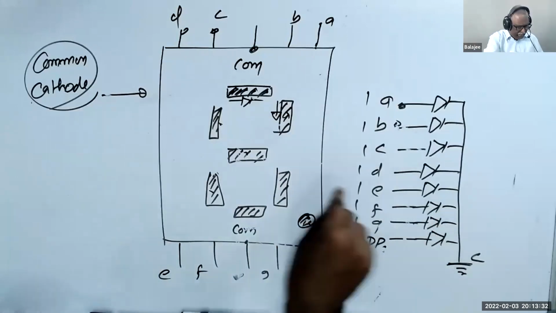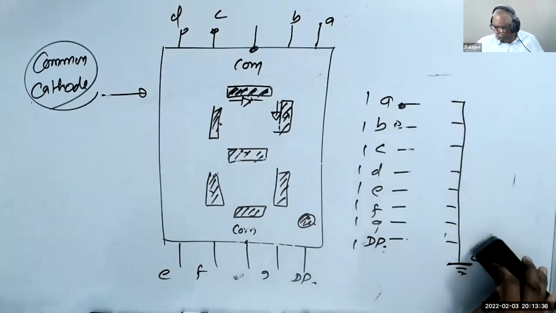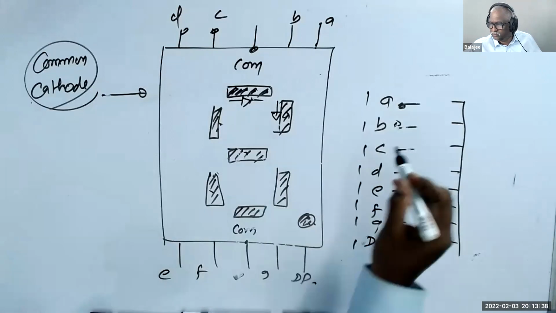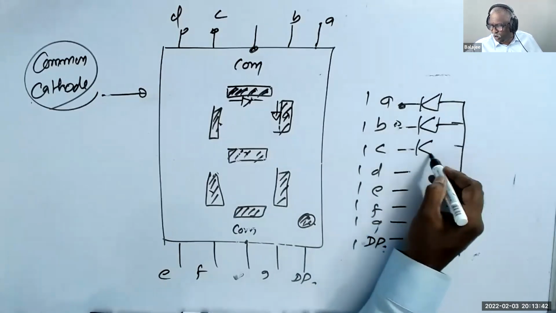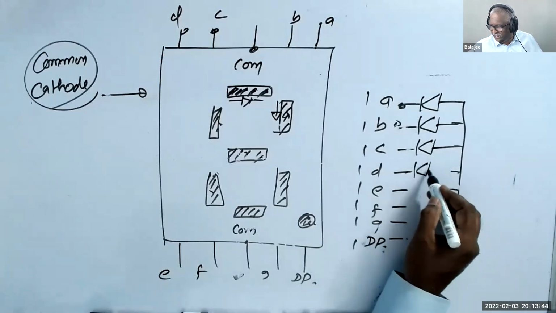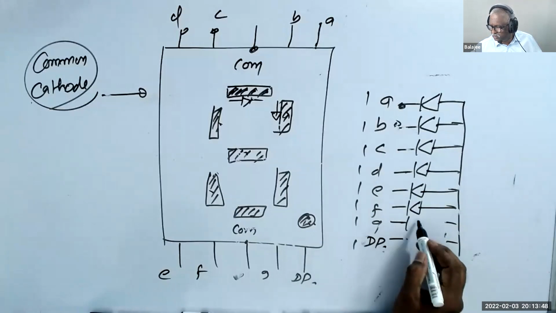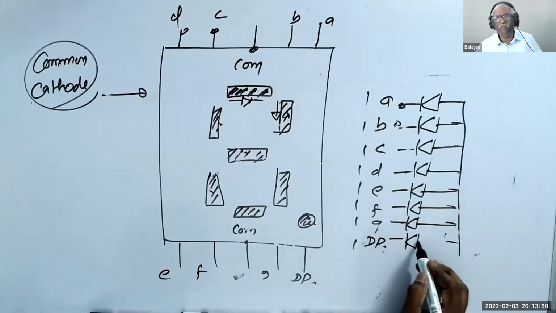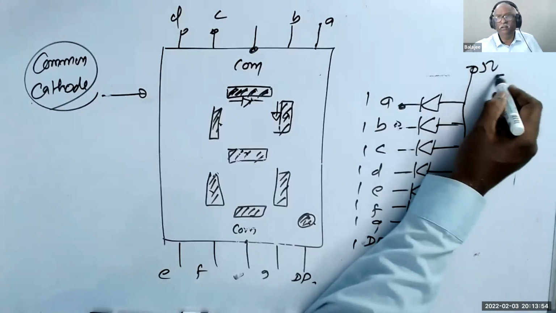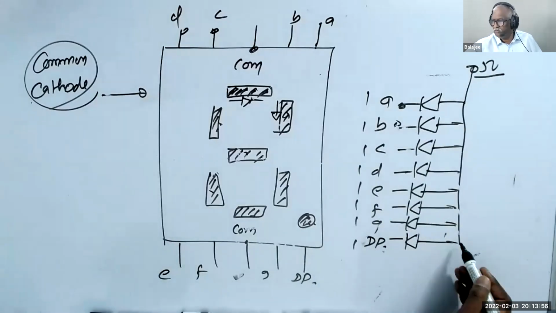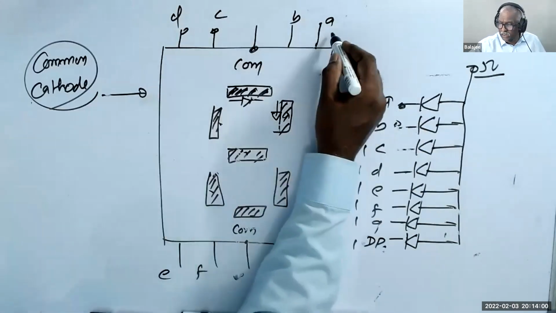But the LEDs can be connected the other way also. That is this. I will show you both. Right now, I'll show you on the diagram. How do we do that? In this case, you have to connect it to 5 volts. This is common anode. But here, for A, if you make it 0, the LED will glow.